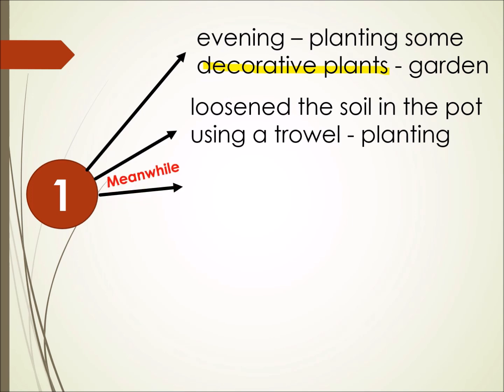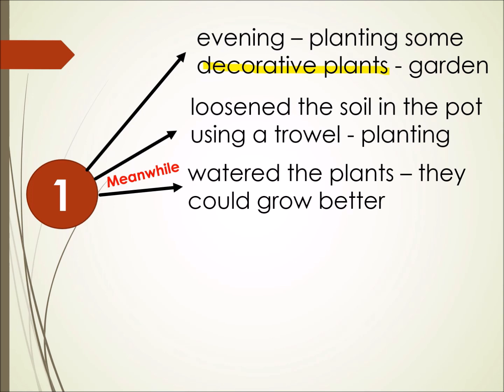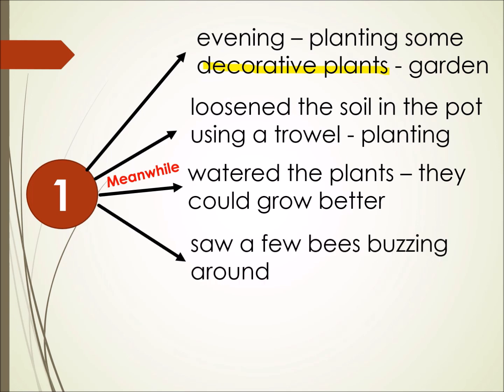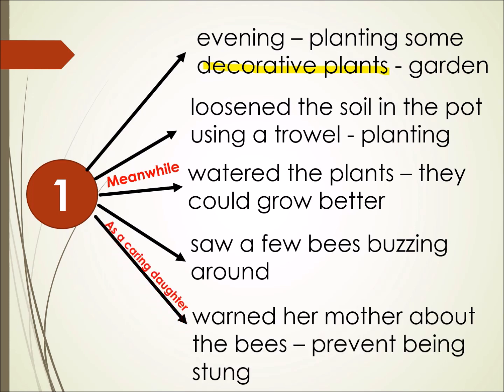Meanwhile means at that time or at the same time. Anissa watered the plants so that they could grow better. Yes, after planting it, you have to water them regularly so that they could grow better. Then Anissa saw a few bees buzzing around them. Anissa noticed that, so she warned her mother.